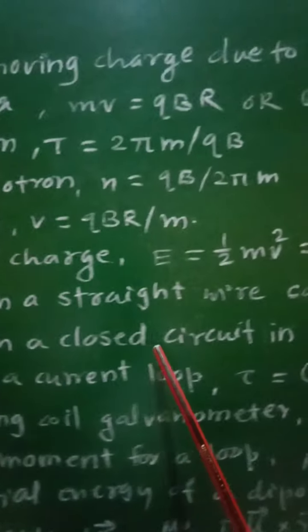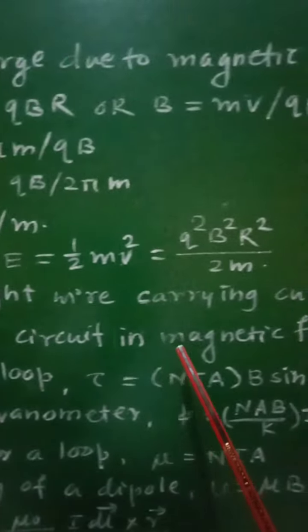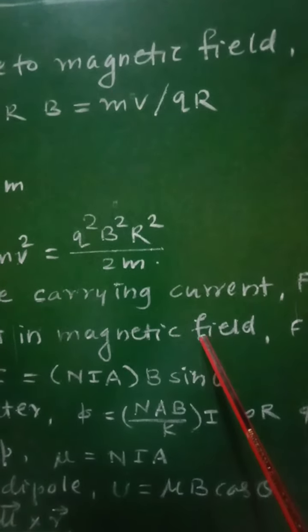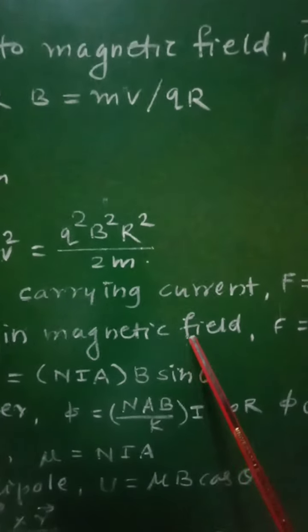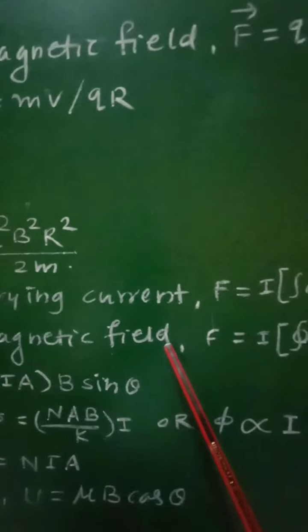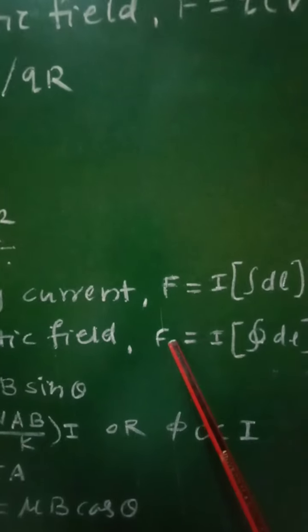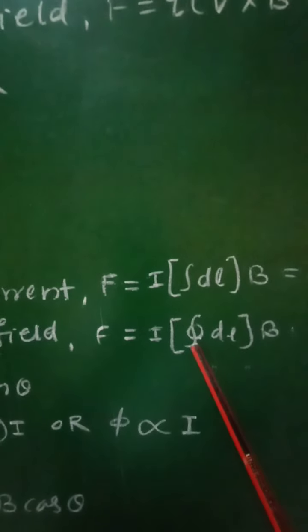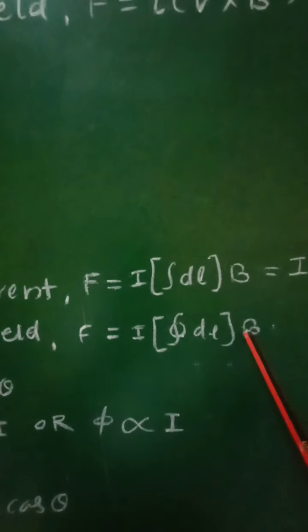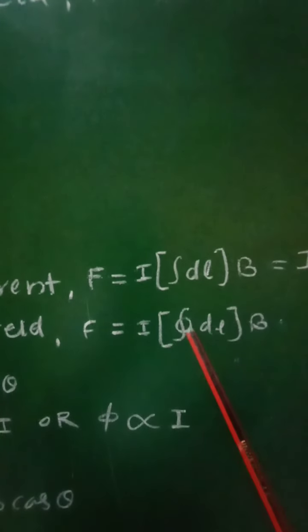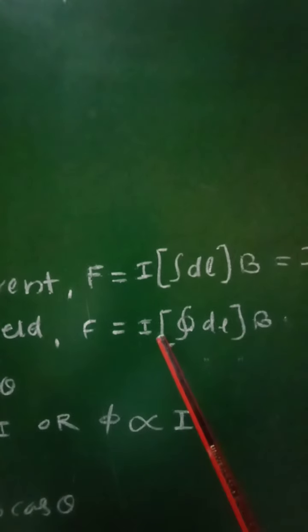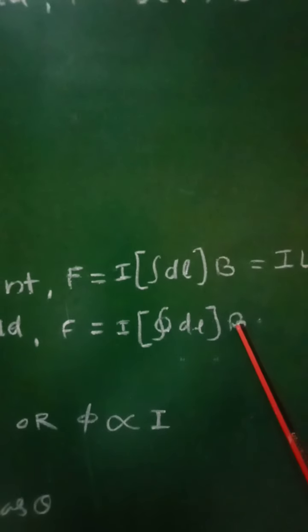Then eighth formula is for the magnetic force on a closed circuit in magnetic field. If any closed circuit is placed in magnetic field, then the force acting on it is given as F is equal to I into integration over closed path dl cross B.